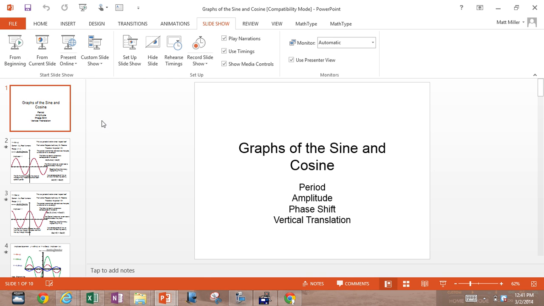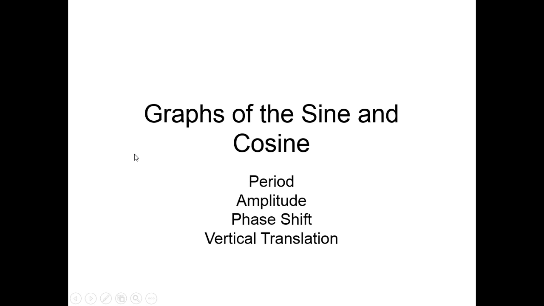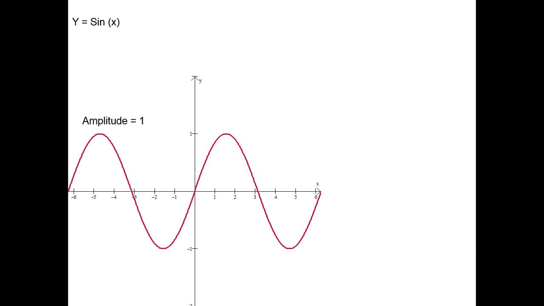Okay, with this video, we're going to start talking about our graphs of sine and cosine and the alterations we can do with them by adjusting their period, amplitude, phase shifts, and vertical translations. Of course, we have to define what all these things are, but let's start by looking at the graph of the sine graph, which we should all be well familiar with.